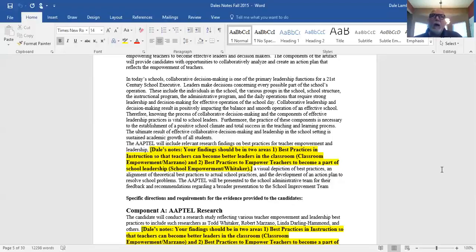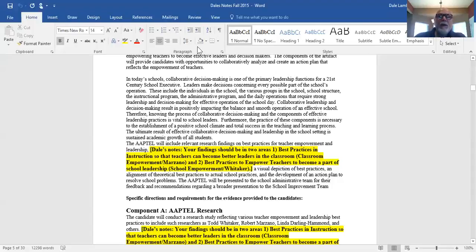Now, I don't expect that students are going to go out and do walkthroughs on the entire faculty. You just need to do 2 or 3. Then what you're going to do is ask your administrators for their walkthrough data in terms of how well high yield strategies are being used throughout your building. So in B, you find those 2 instruments. You find Marzano's checklist and Whitaker's survey.